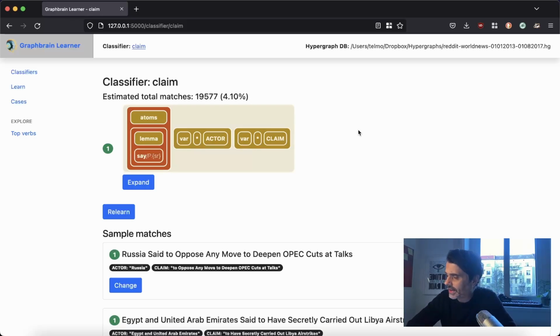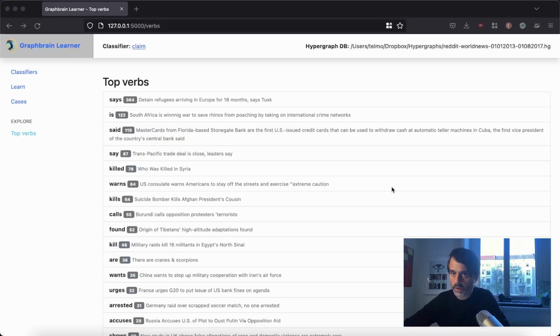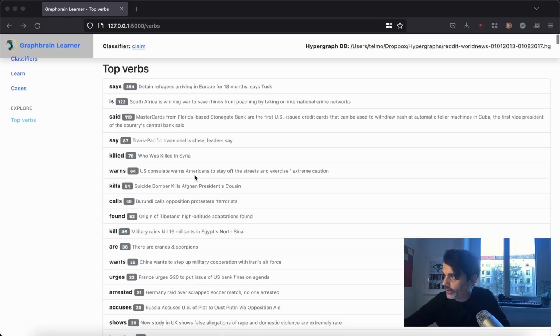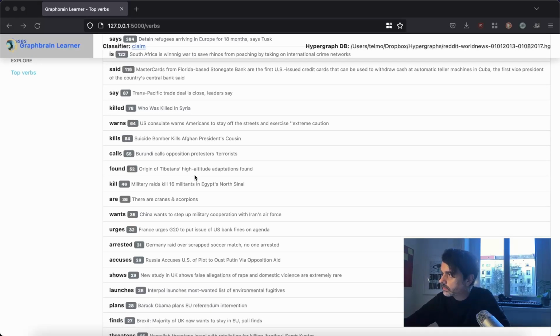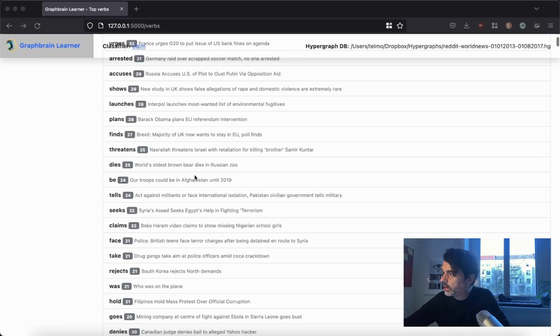Let's worry about expanding a little bit the recall, the coverage of this classifier. Let us look at the top verbs again, and let's see if we can find something that will help us expand this case. An obvious possibility is the verb to claim itself. So let's look at this.